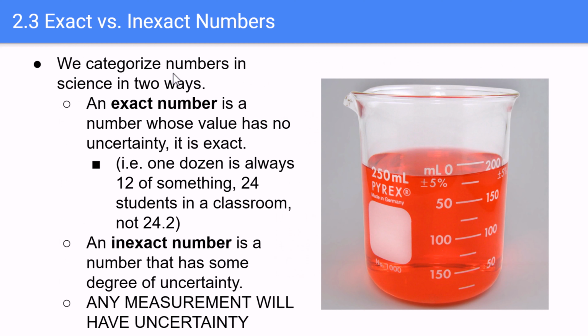So let's talk a little bit about numbers and how we think about numbers from a chemistry perspective. We categorize numbers in science in two specific ways. The first is an exact number, and that is a number whose value has no uncertainty.